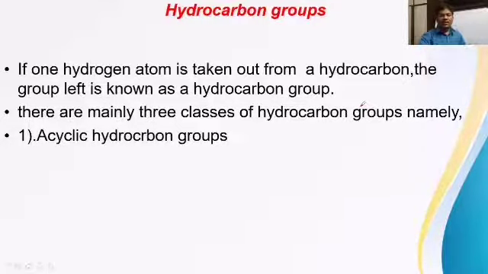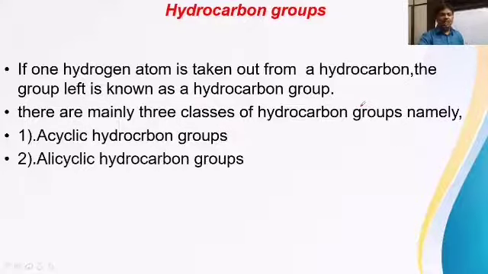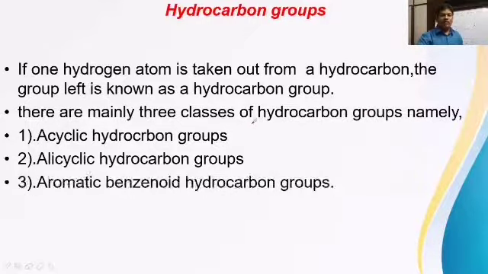Acyclic means non-cyclic, no cyclic structure here. This is one type of group. And alicyclic hydrocarbon groups. So acyclic hydrocarbon groups, alicyclic hydrocarbon groups, and aromatic benzenoid hydrocarbon groups. So what is a hydrocarbon group here?